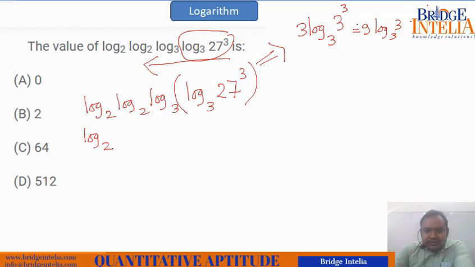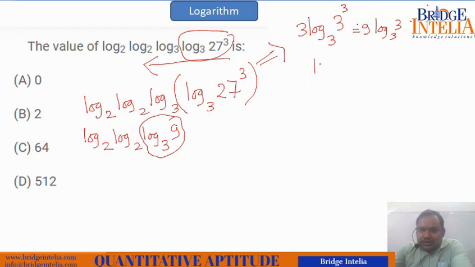So log 2 log 2 log 9 to the base 3. Now let's concentrate on this term. So what is log 9 to the base 3? This is 2, because 9 is 3 square. So 9 can be written as 3 square. 2 will come out. So this term is 2.